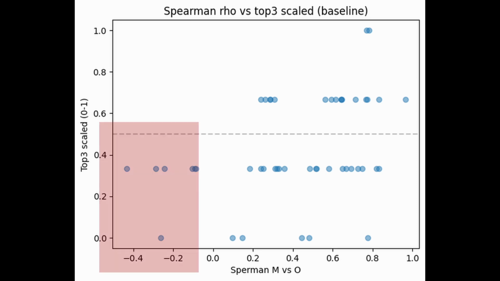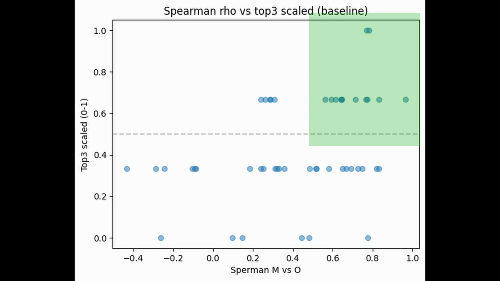When the correlation between model and odds is low or negative, the top 3 results are usually weak. Those races on the left rarely produce good top 3 hits. As the correlation climbs into the 0.4–0.8 range, we see many dots up at 0.67 or 1 on the y-axis. In other words, when the model and the odds agree about who belongs near the top, the model often does a solid job at finding the actual top 3 as well.